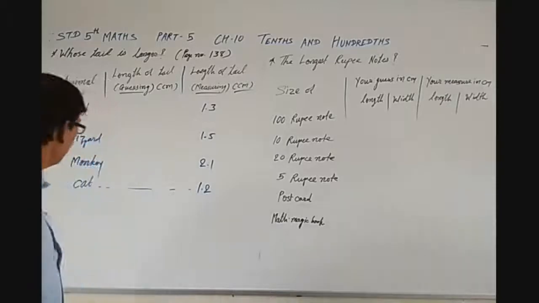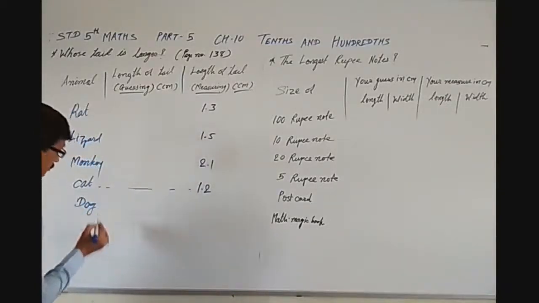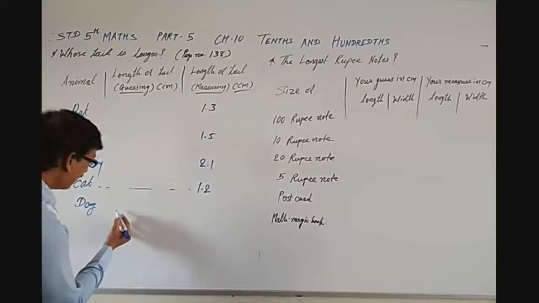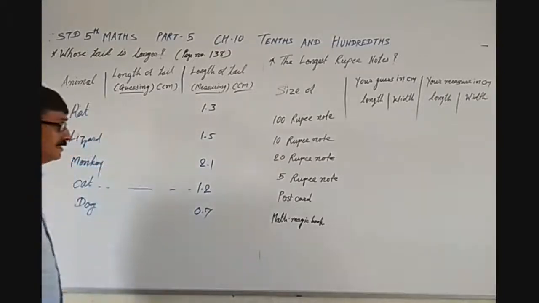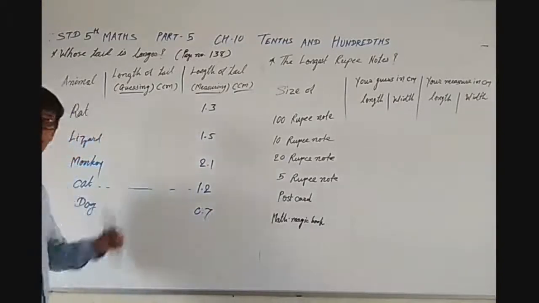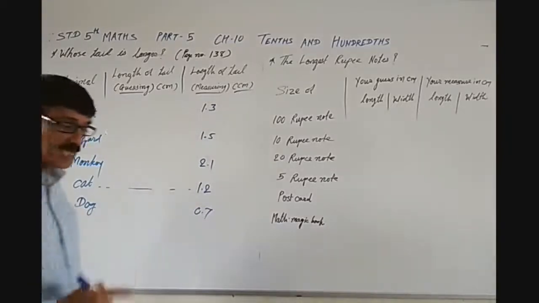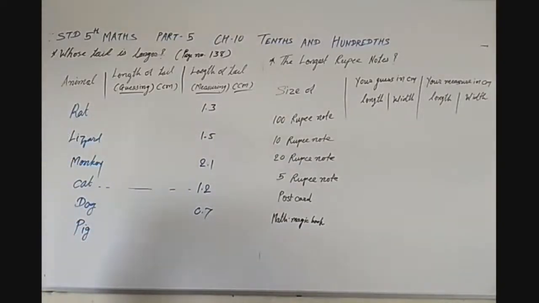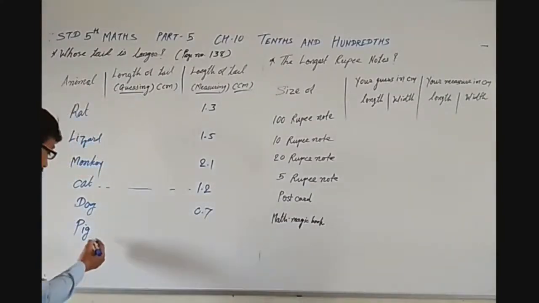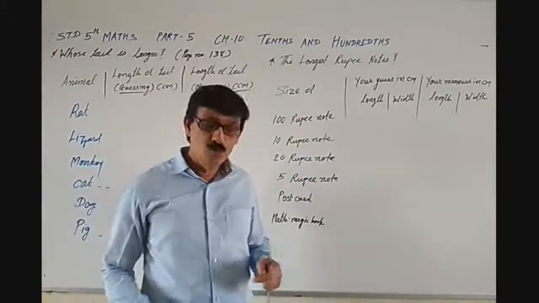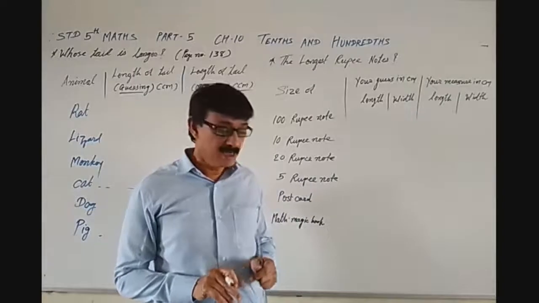Let's go further. Can you see a dog is there? A dog is there. Guess the length. Now let me tell you the actual measurement is 0.7 centimeter. This is 0.7 centimeter. And the last. Can you see a pig? Let me tell you the length of its tail is 1.4 centimeter. And what is your guessing? And how good is your guess? Think it with yourself. Okay.